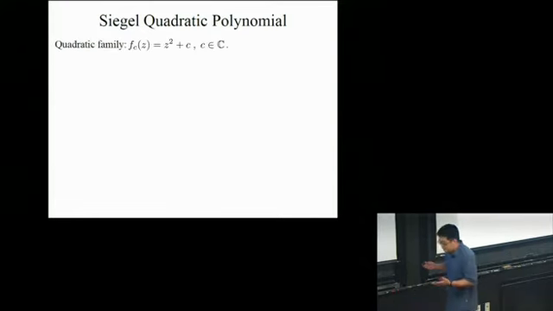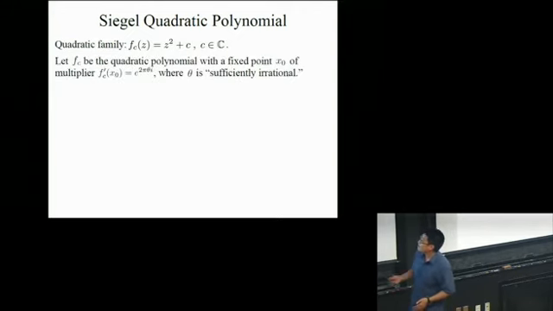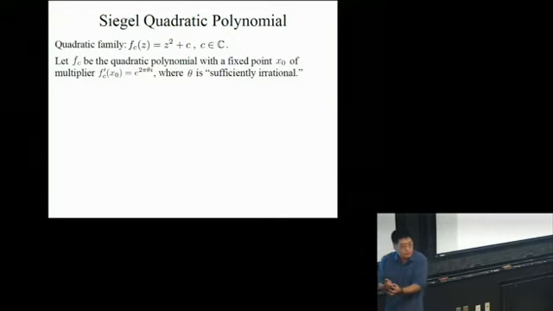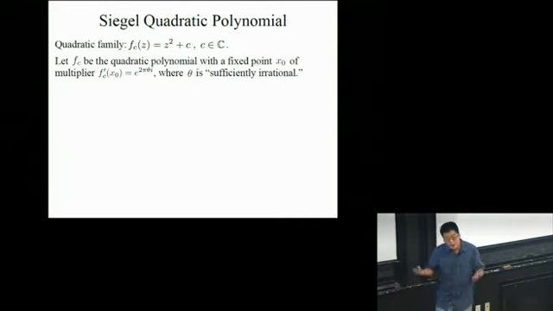The standard family of quadratic polynomials to consider is called the quadratic family, and the formula is given by z squared plus c. Let's assume that c is such that it has a fixed point, and the multiplier at this fixed point, the derivative of the function there, is just some rotation by angle theta. And assume that theta is sufficiently irrational, whatever that means, I won't get into it.